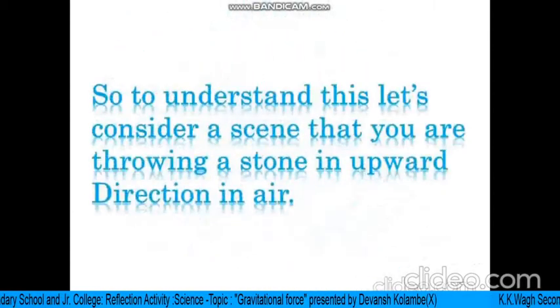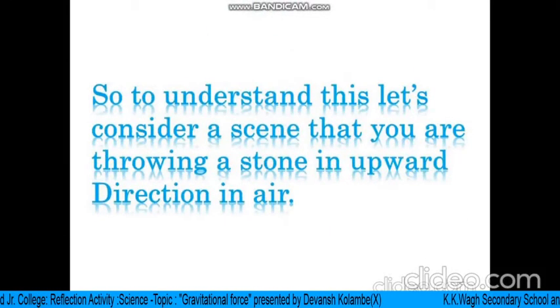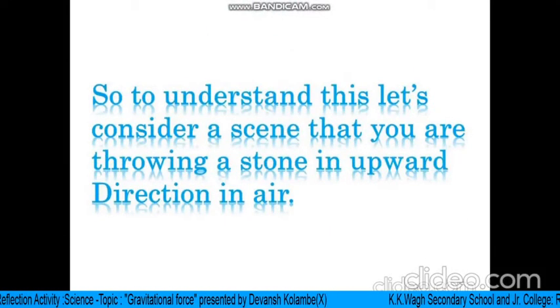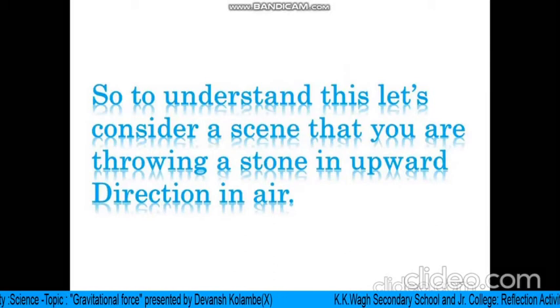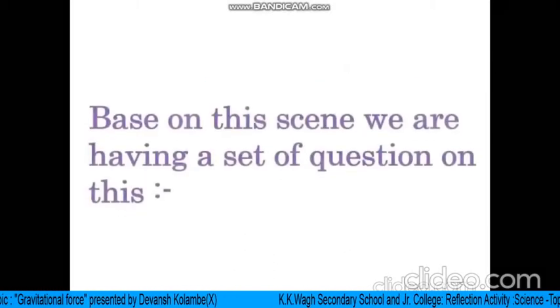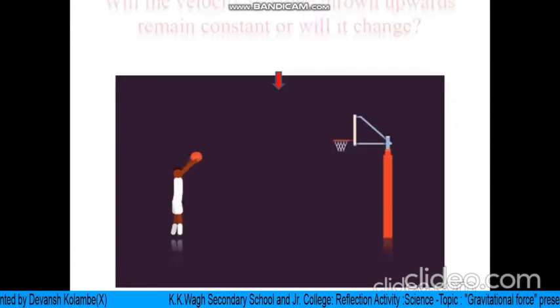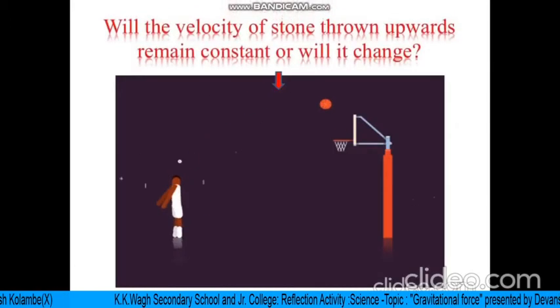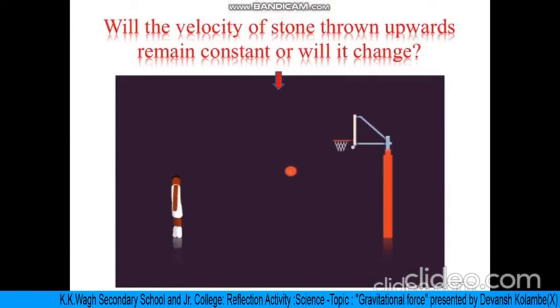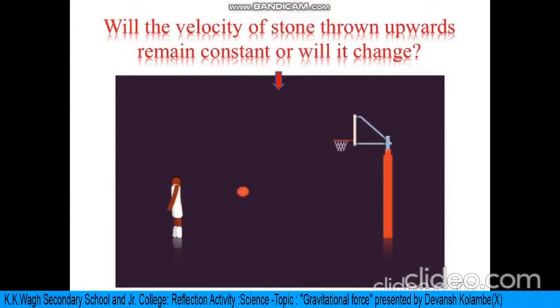So to understand this, let's consider a scenario. Imagine you are throwing a stone in an upward direction in the air. Based on this scene, we have a set of questions. The first question is: will the velocity of the stone thrown upwards remain constant or will it change?